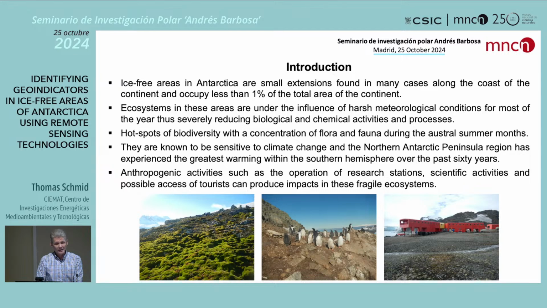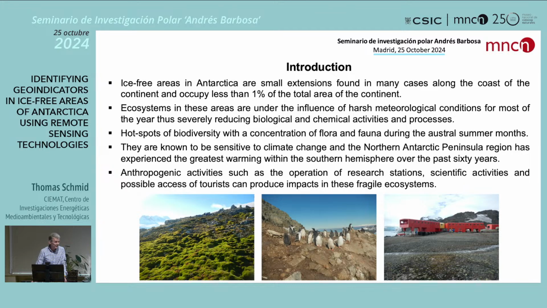The ecosystems under these areas are really under harsh meteorological conditions. So any types of life which can occur there have to survive the harsh winters, and therefore reducing any biological, chemical activities and processes. They're also hotspots of biodiversity. These small areas, especially in the summertime, is where all the fauna, the flora gathers. Also us as humans. We come to the bases and we carry out our activities there.